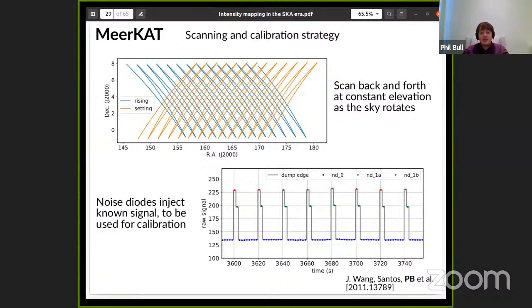Now, the way we calibrate this data is by injecting a noise diode signal. A noise diode is just a small piece of the instrument internal to the receivers that injects a very reliable and dependable amount of extra temperature for a very brief period.